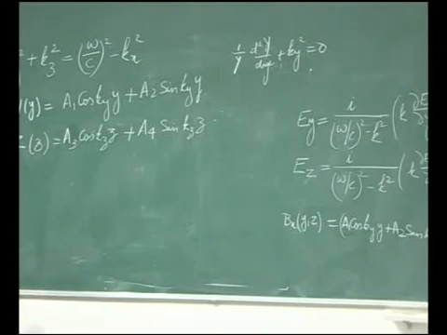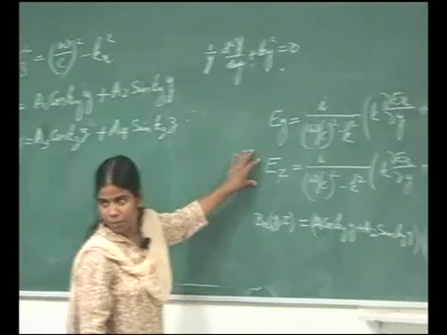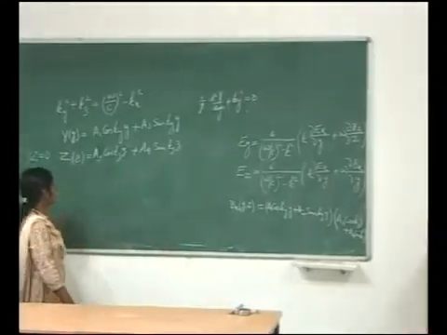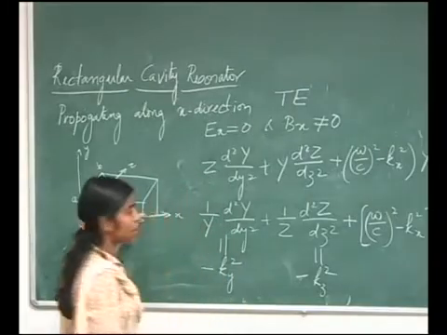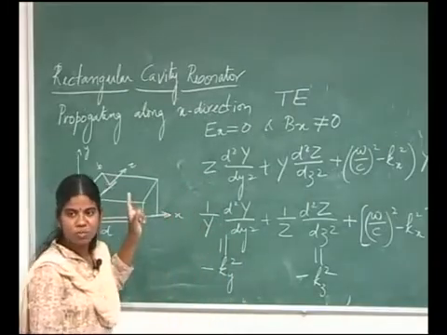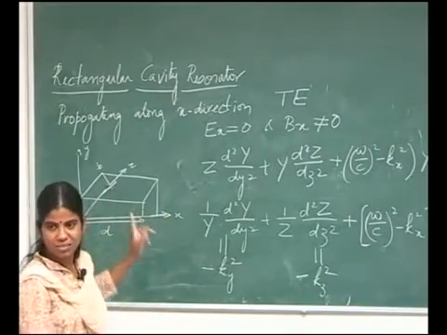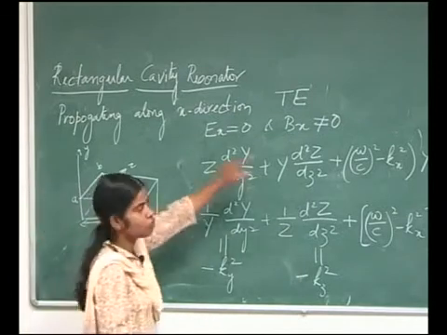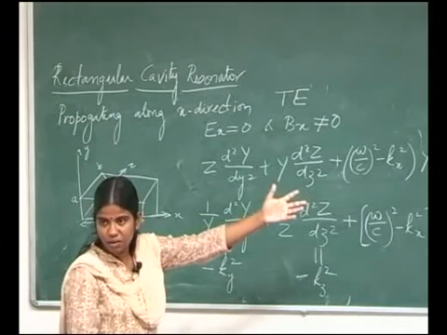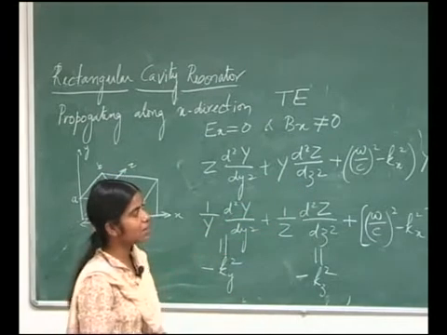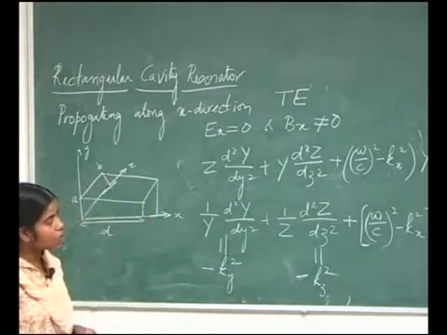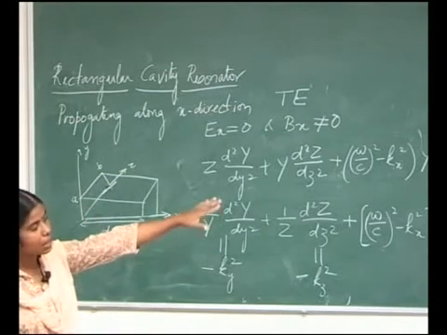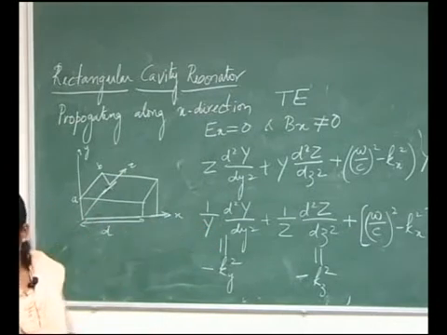So I have taken only Ey and Ez, because I know that Ex is 0 along the direction of propagation, but I am 100% sure that the electric field along the y and z directions will not be 0. I have the expression for Bx. I know what Bx is. So now I am interested in calculating the constants by using the electric field.